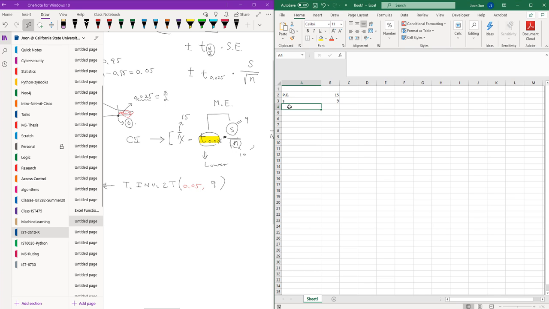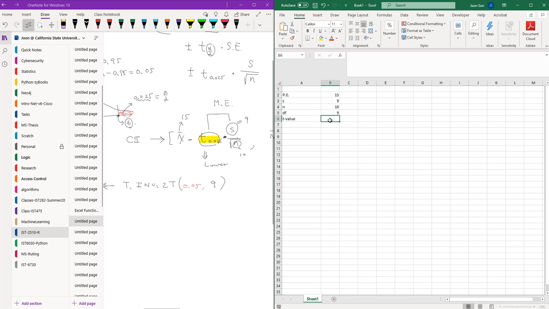And n is 10, the sample size is 10, and then the degrees of freedom is basically n minus 1, which is 10 minus 1, which is 9. And then the t value.